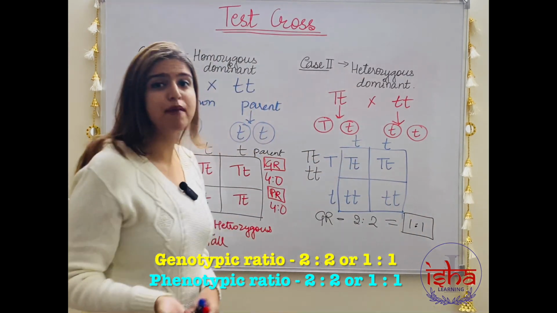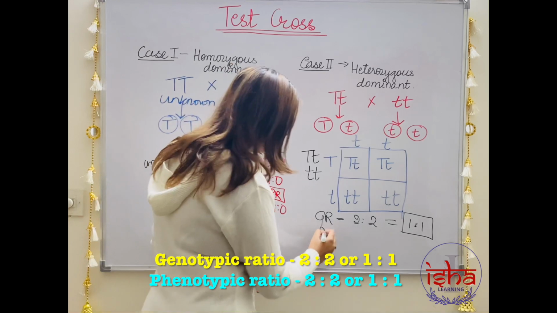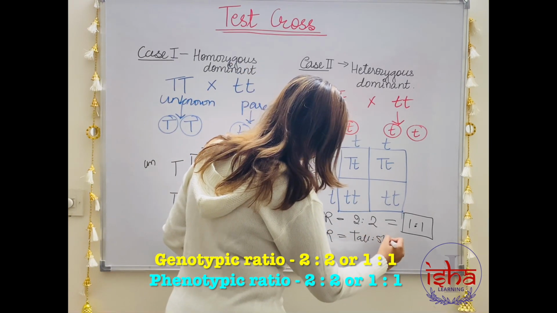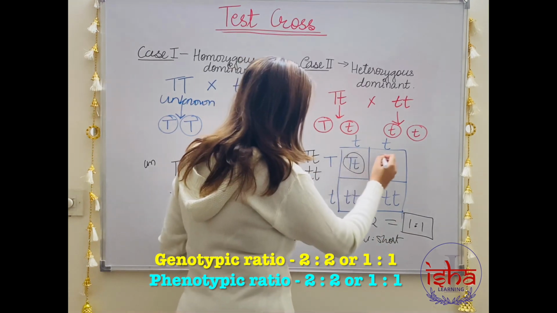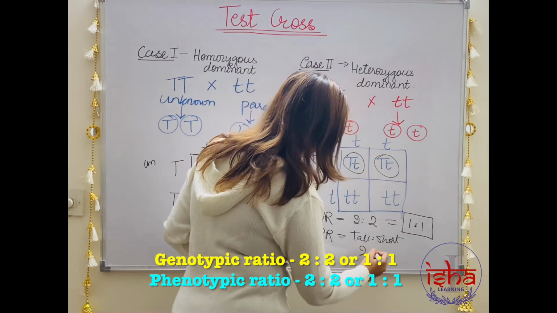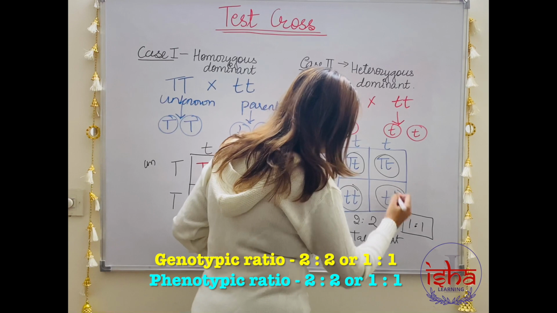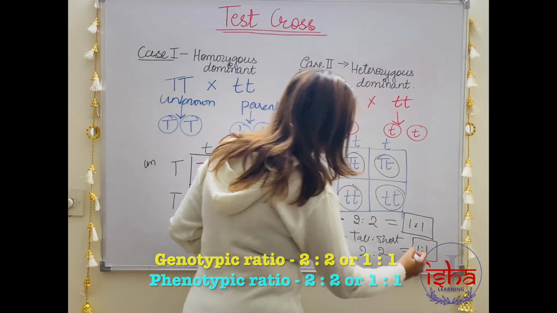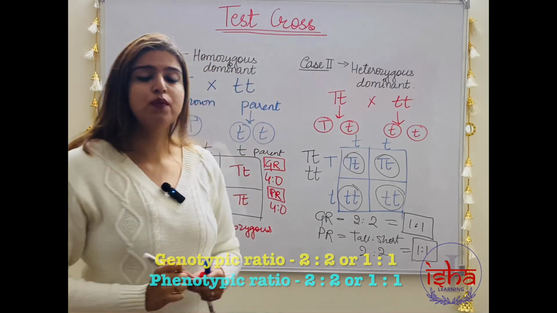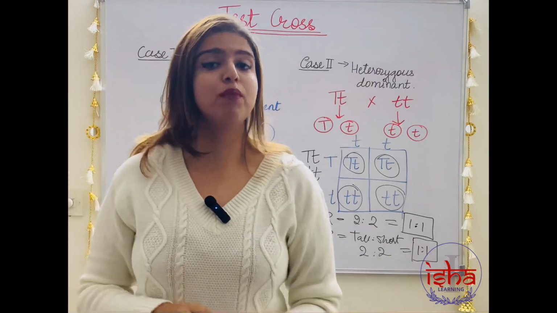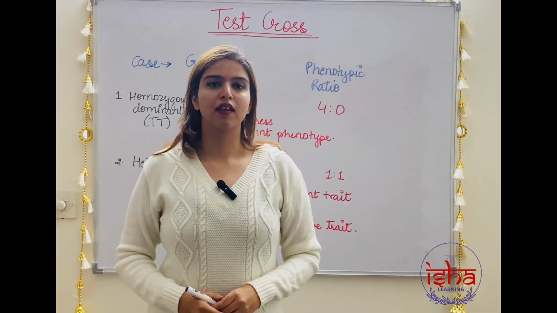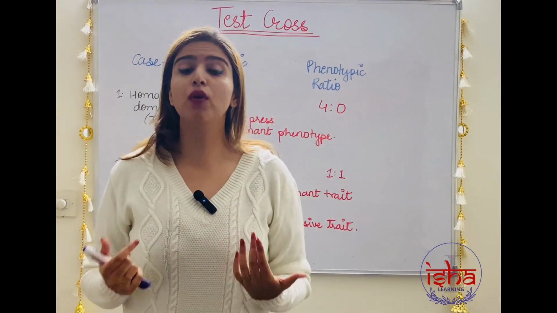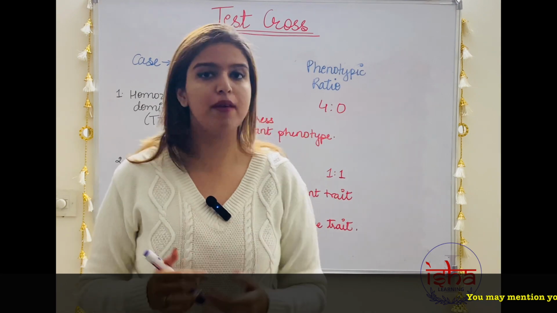Well, the phenotypic ratio is also going to be tall is to short. Tall plants are these two, so 2, and short plants are the recessive ones, again 2. It's again going to be a 1:1 ratio. So we see that the ratios in both the cases are different. Let's quickly conclude the results for the test cross for the monohybrid cross. This was the monohybrid cross.